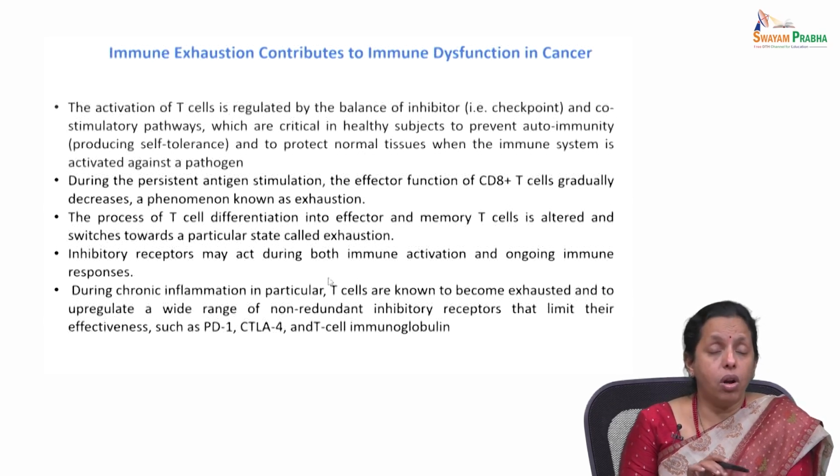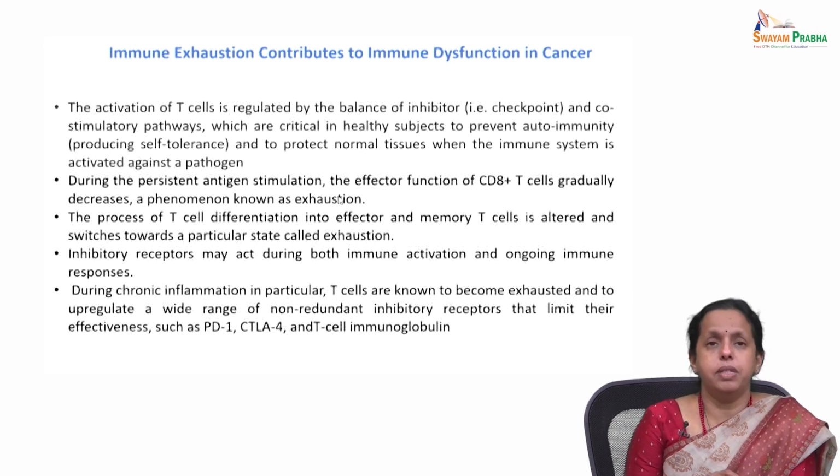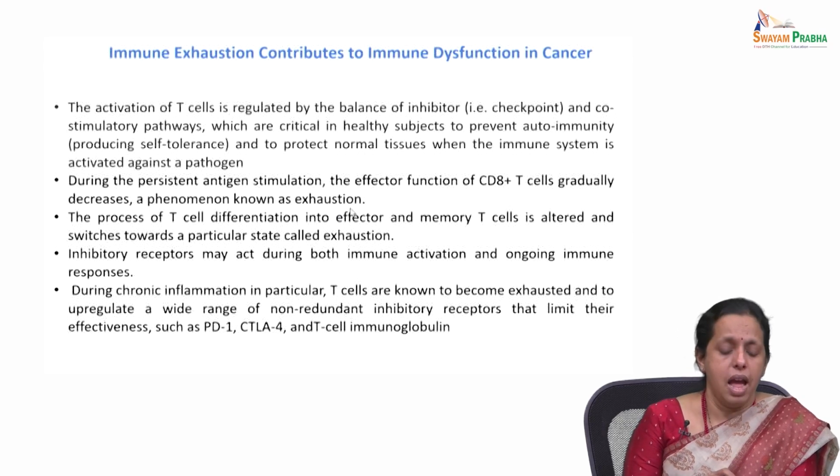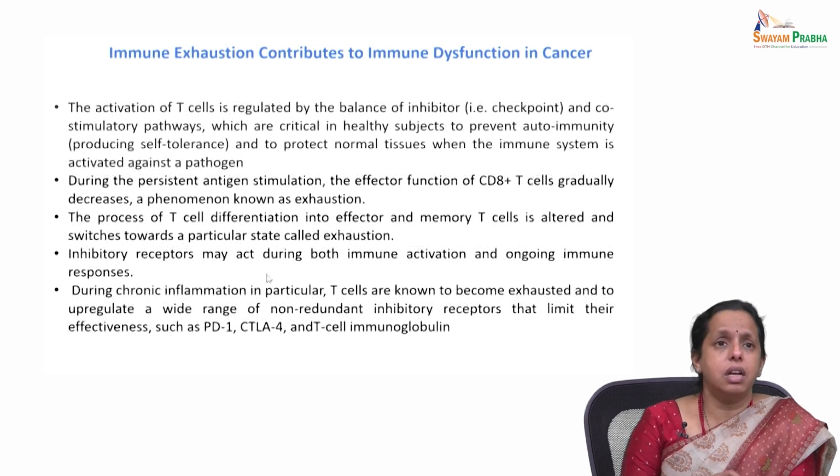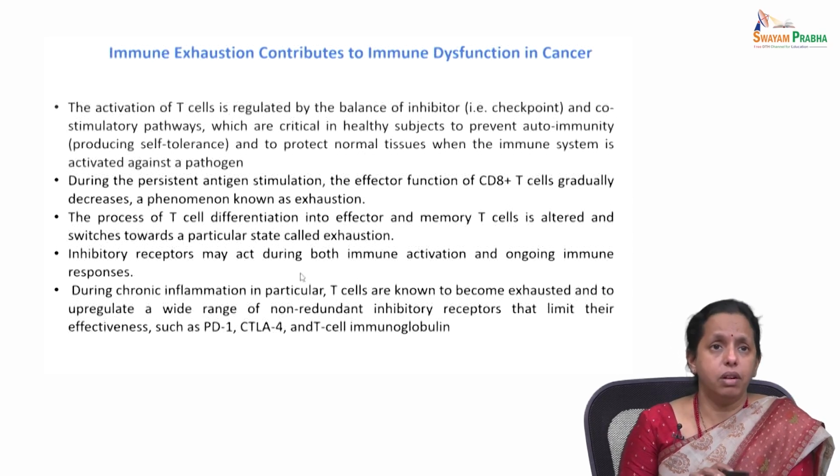During long term antigen stimulation, which is exactly what happens in cancer, the effector function of your CD8 T cells gradually decreases, and this phenomenon is known as exhaustion. The process of T cell differentiation into effector and memory T cells is altered, and this whole switch is happening towards a particular stage called exhaustion. Inhibitory receptors may act during both immune activation and ongoing immune response. During chronic inflammation also, these T cells become exhausted and upregulate a wide range of non-redundant inhibitory receptors that limit their effectiveness.